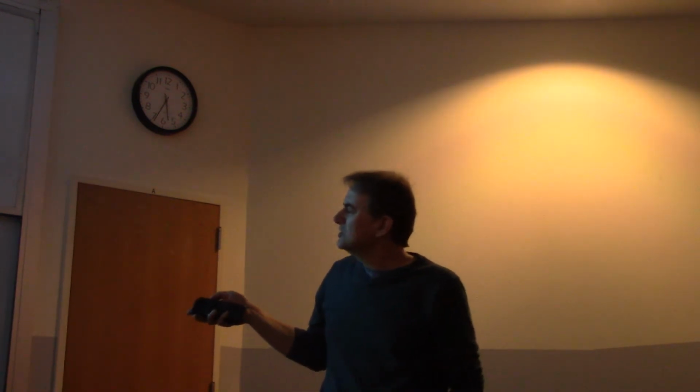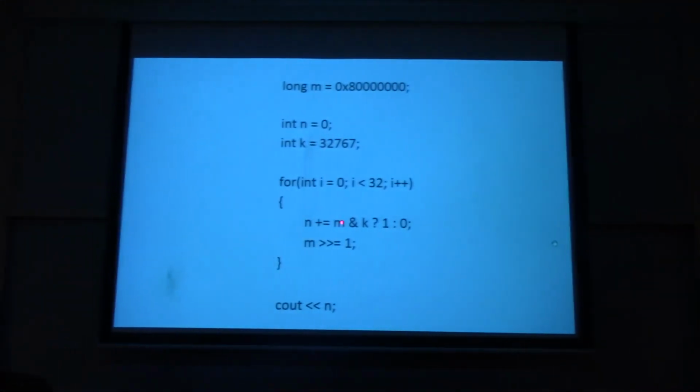And what it's going to do is say m & k. Keep in mind that the value of m is going to be 31 zeros. The only bit that's going to be on is the high bit right here. Everything else is zeros. So the only way that result is not going to be 0 is if this number k has a 1 in the high bit. Does it? No. It does not. So therefore, m & k will be 0.